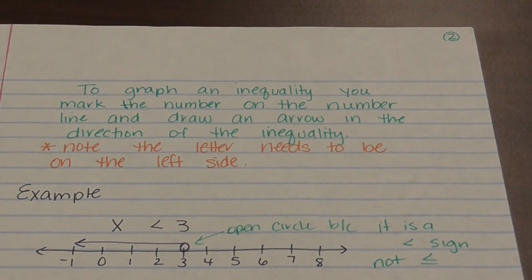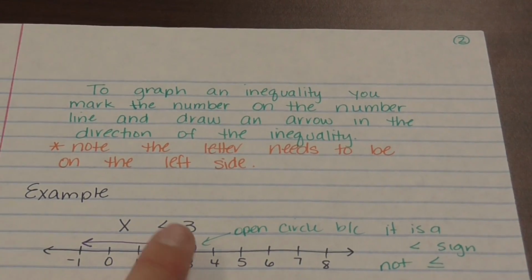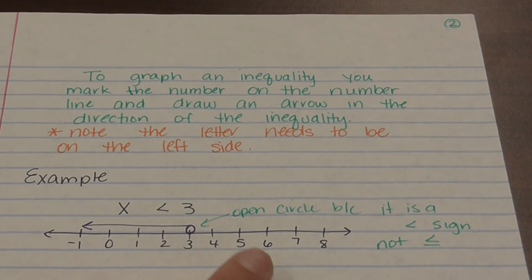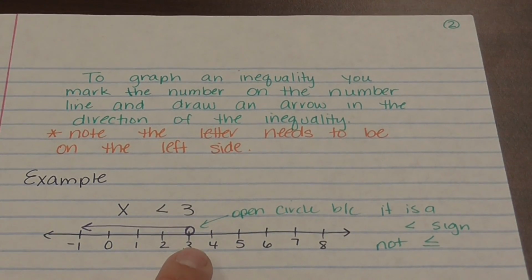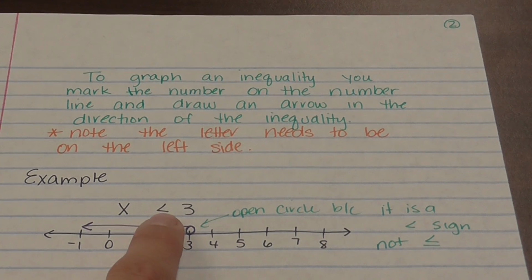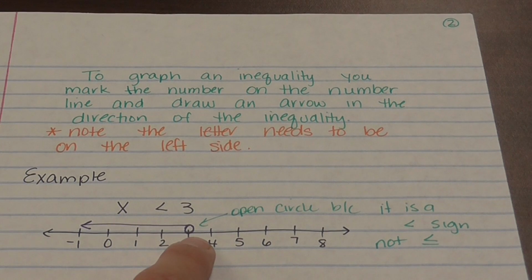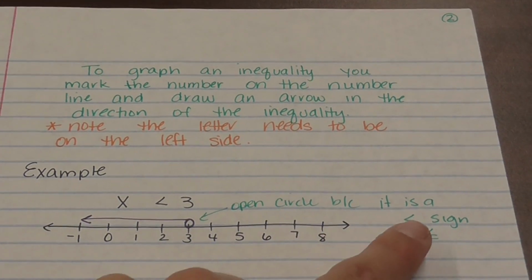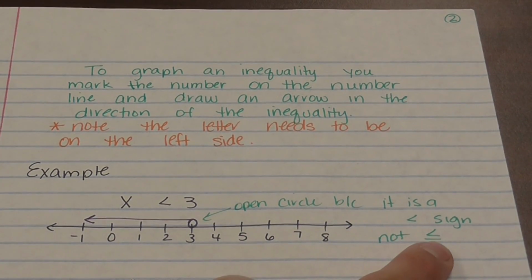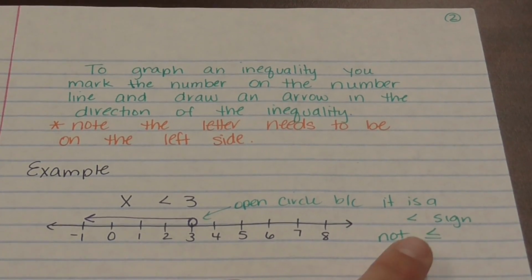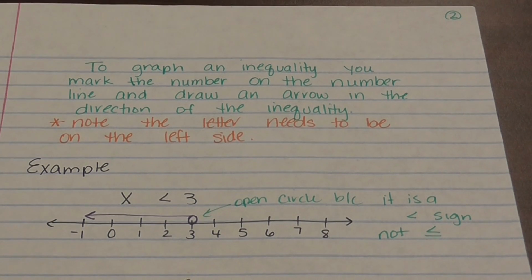So some examples. If I have x is less than 3, I've got my letter on the left and my number on the right. Here's my number line. I've got the 3 marked. I took a look up here at my less than sign and I drew an arrow in that direction. I drew an open circle above the 3 because it was just a less than sign and not a less than or equal to sign. The line underneath your sign means the circle would be filled in.